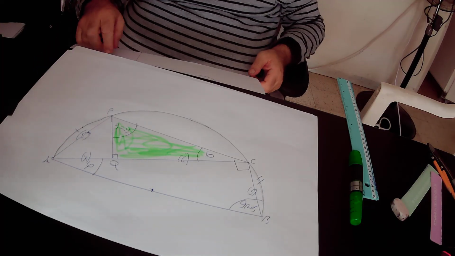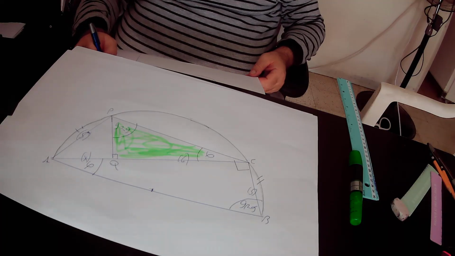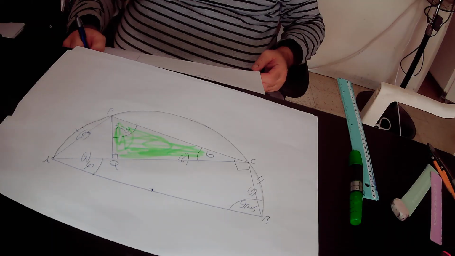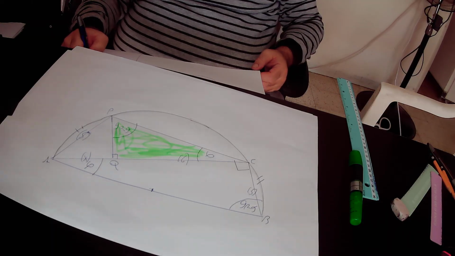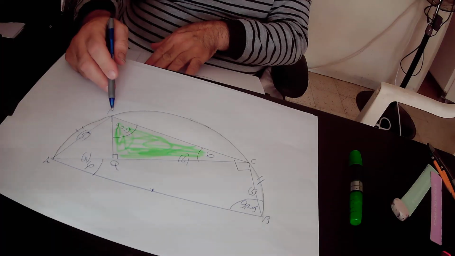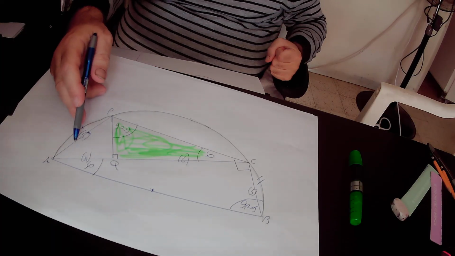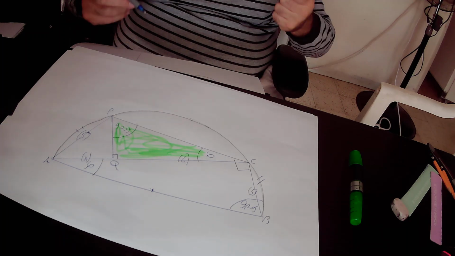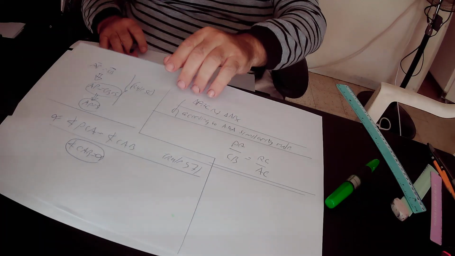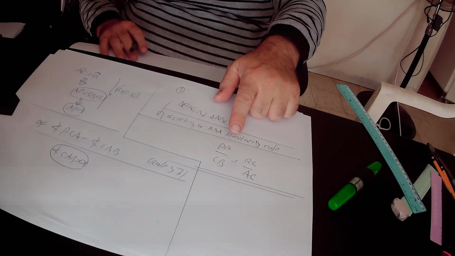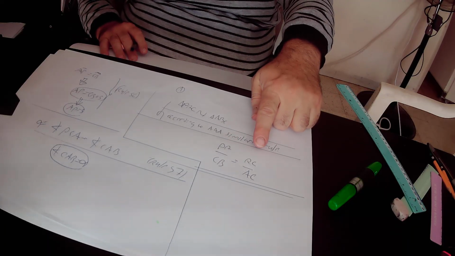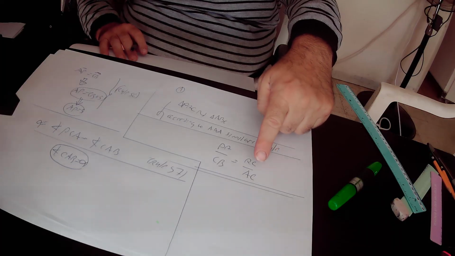So PQ over CB equals QC over AC. Repeat again: from the fact that the right triangle PQC is similar to the right lower triangle ABC, we derive that the following relationship exists between their sides: side PQ of the right triangle PQC over side CB of the right triangle ABC equals side QC of the right triangle PQC over side AC of the right triangle ABC.